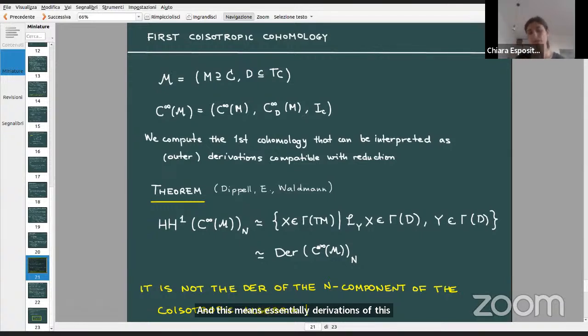This is something we can expect, because the interpretation we had in mind was derivations compatible with reduction. But it's important to notice that this is not the derivation of the normal component of the coisotropic algebra. So again, I'm not putting in a triple all the objects independent of each other. This is something different.